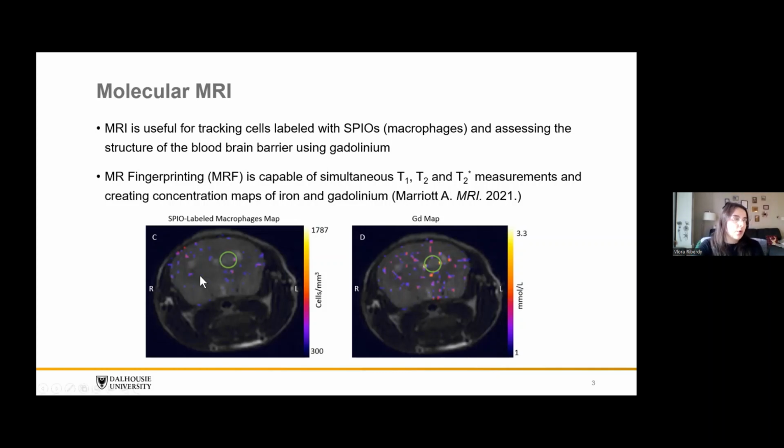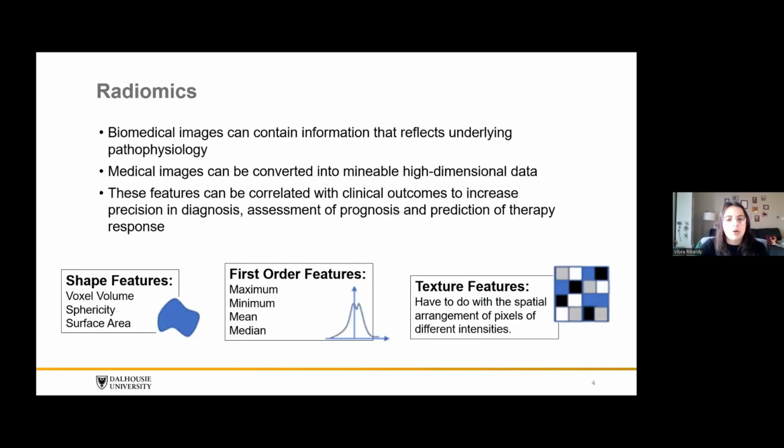So below, we have some examples of iron and gadolinium maps overlaid on a T2 FSE anatomical scan, where we can measure the number of cells and the amount of gadolinium. And then the tumors are roughly outlined in green. So we have a lot of these images. We don't really know what to do with the sheer volume of them.